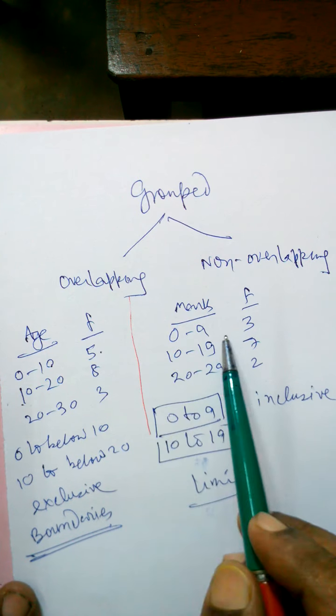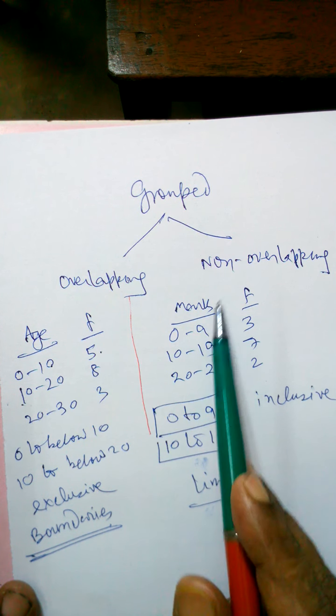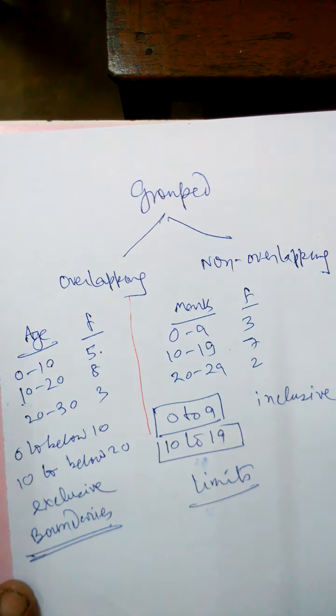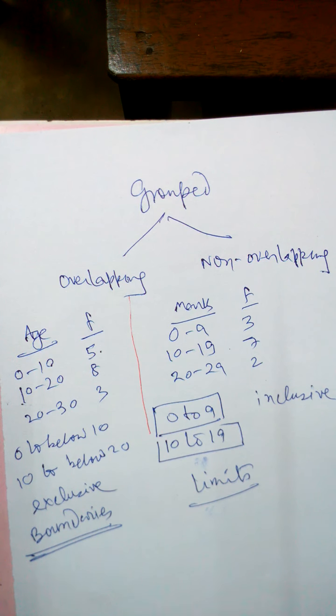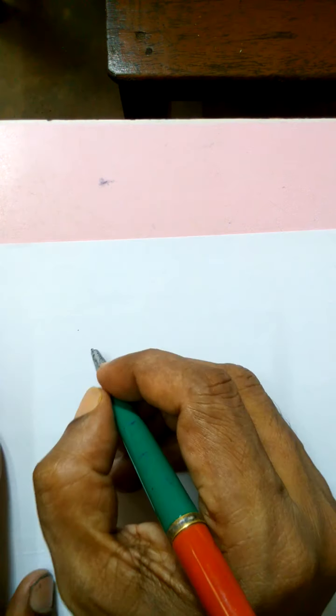And when I am writing 0 to 9 and 10 to 19, the 9 will be included there, 10 will be from there. So this is the concept of inclusive and exclusive class. Now if you consider which is better, I would say class boundary has some advantage. Why? Because when you want to know the class length, we better always take class boundaries.